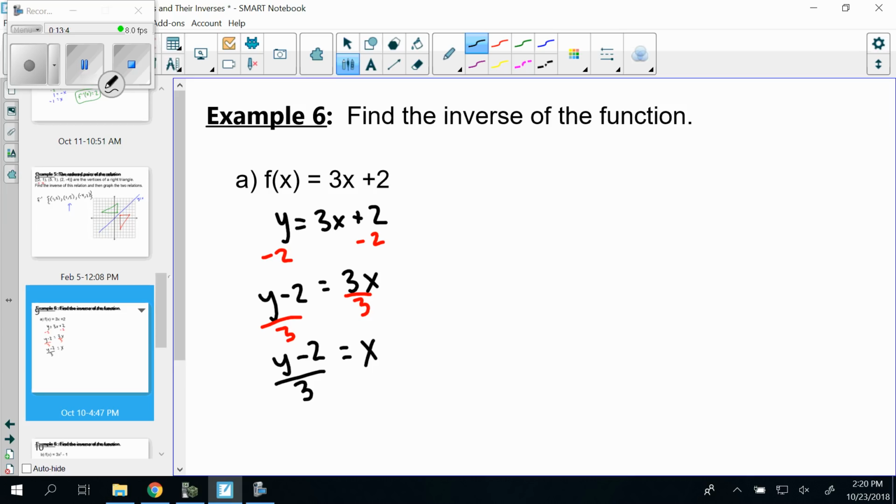Okay, if we plugged in the y value, we could now find the x value. If you want to write it in that function notation that we had before, then it would look like this: the inverse would equal (y minus 2) over 3. So that would be using that inverse notation.